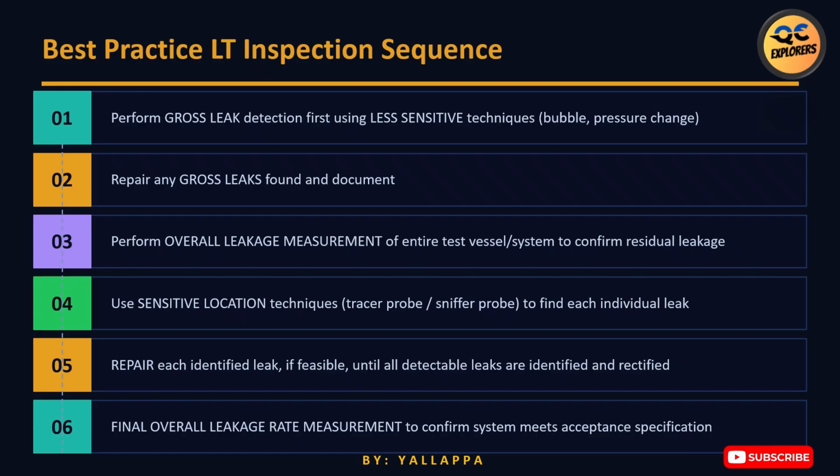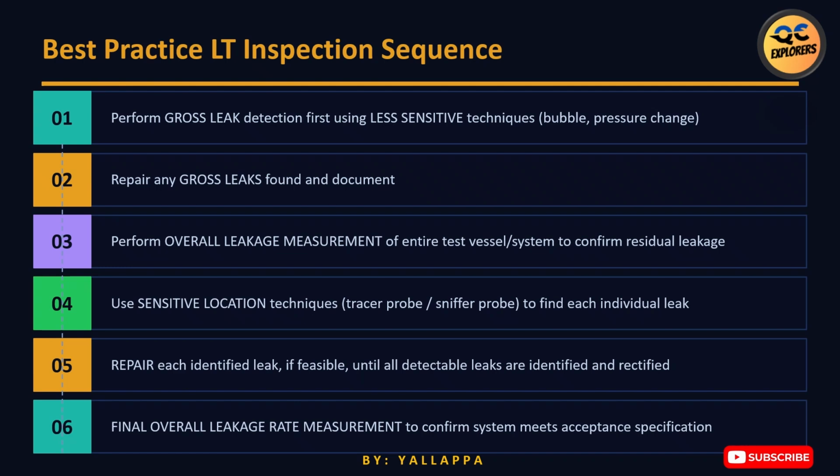Step 2. Repair gross leaks. Once major leaks are identified, repair them. Document all repairs. Verify repair quality. Then proceed. Step 3. Overall leakage measurement. Measure total system leakage. Determine whether leakage remains within acceptable limits. This provides an overall assessment of system integrity.